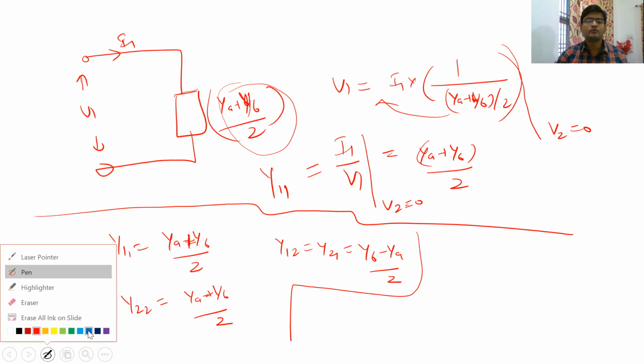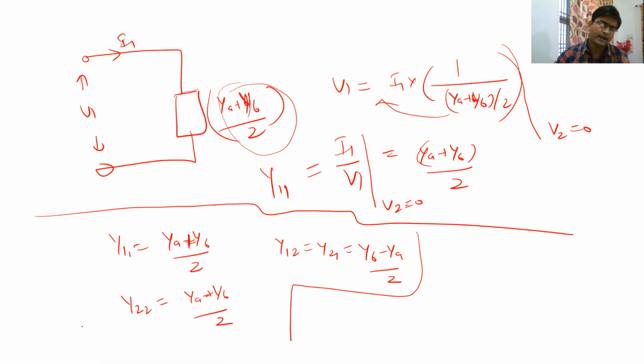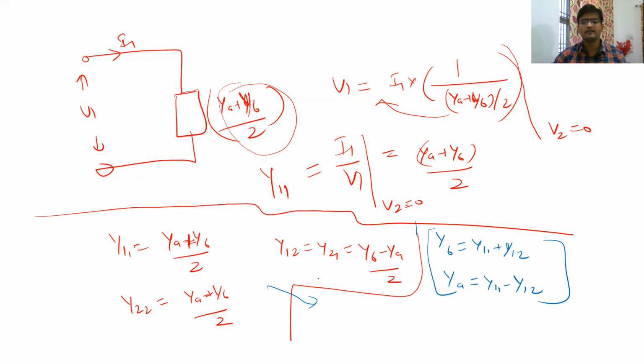So these are the values of admittance parameters for the lattice network, which is symmetrical. And if we just use the opposite, using these 3-4 equations, we will find YB is equal to Y11 plus Y12, and YA is equal to Y11 minus Y12. So using these equations, we will get this. Clear? Now let's move to the combination of two-port networks, and after that we will be doing some examples.